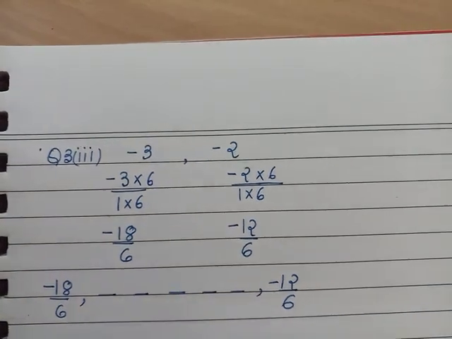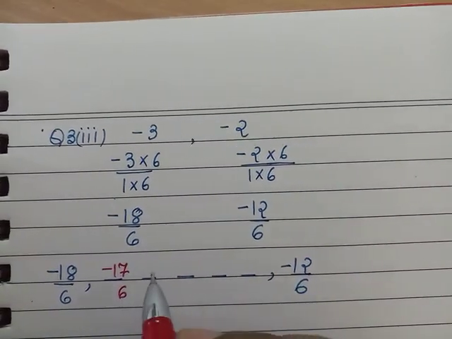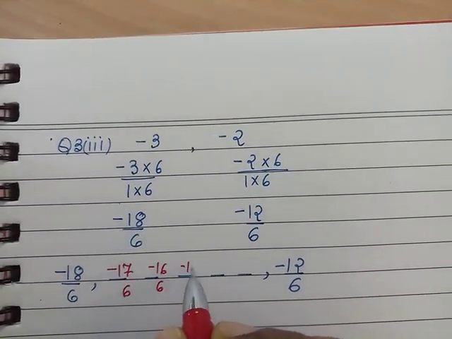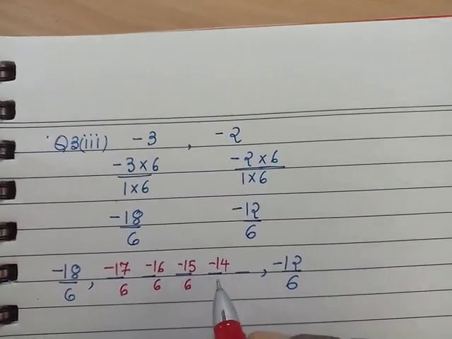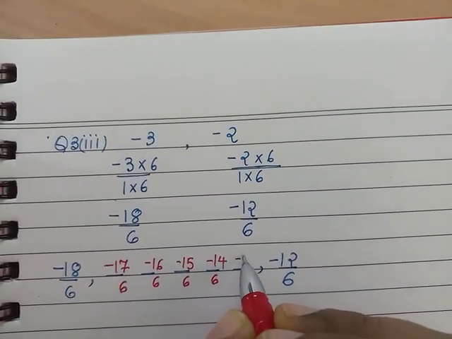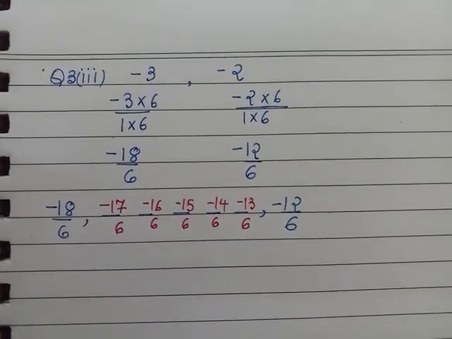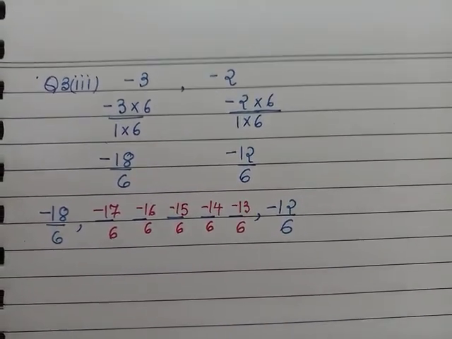After -18, what will we have? -17 by 6. Then we have -16 by 6, -15 by 6, -14 by 6, -13 by 6. So this way we have inserted 5 rational numbers between the given ones.